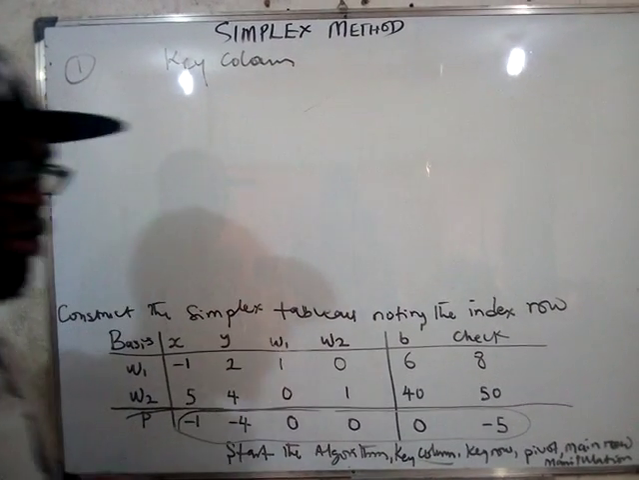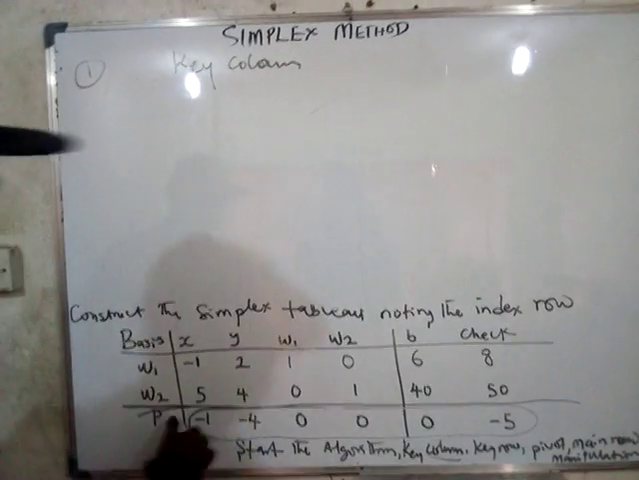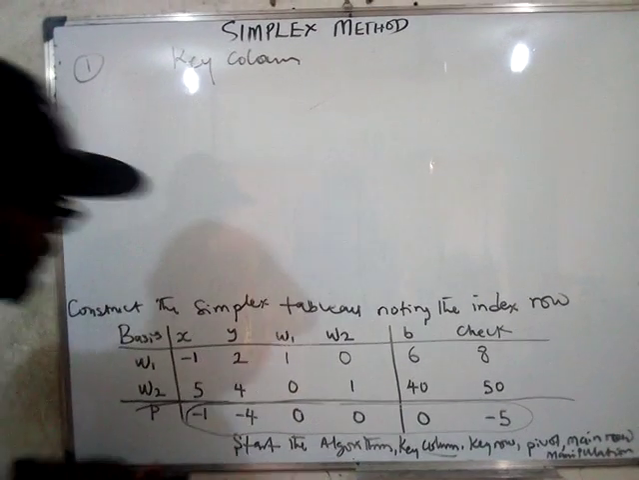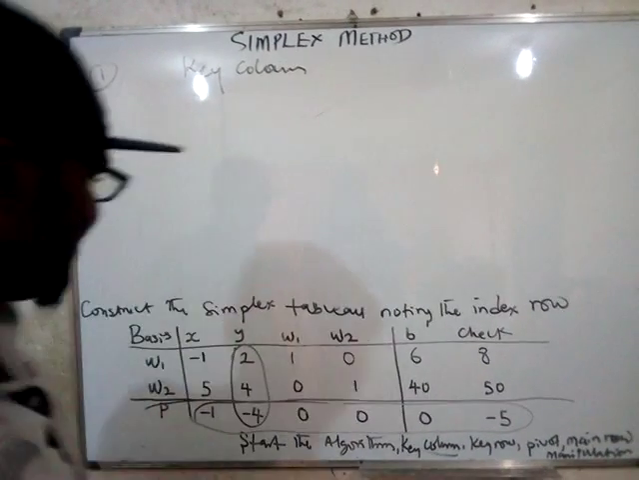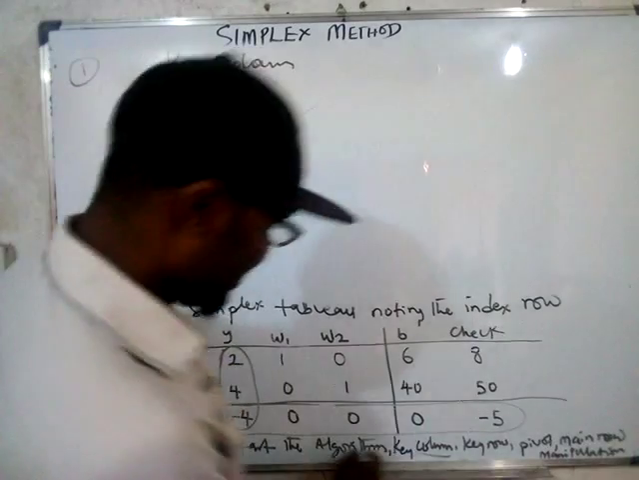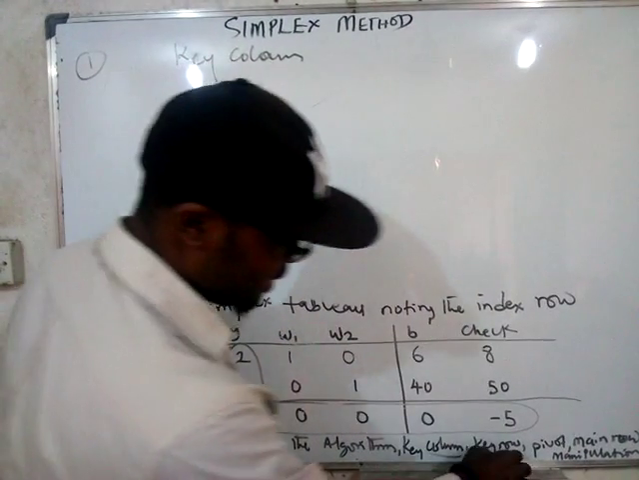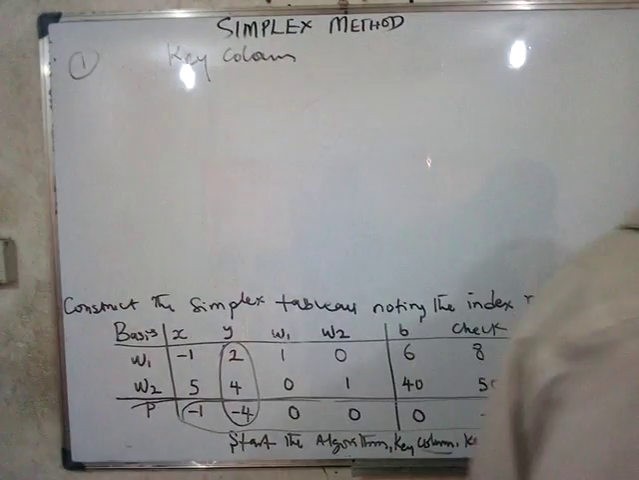So what is the column with the highest negative value in the index row? You can see that it is this one. So you mark this column as the key column. That's the key column. Very simple. So you can see from my algorithm, key column first, then next thing is key row. How do you get the key row?